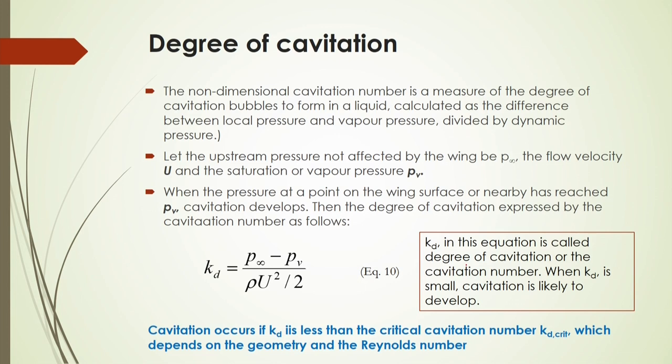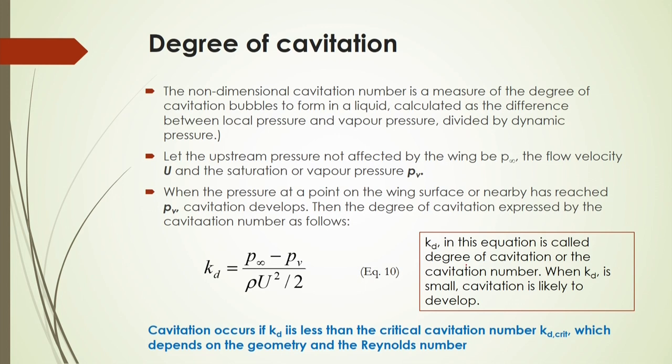Now, how to calculate this degree of cavitation, when that cavitation will occur, and what will be the condition beyond which we should not suggest designing the equipment. The non-dimensional cavitation number is sometimes used to measure the degree of cavitation formed in a liquid. That will be calculated as the difference between the local pressure and the vapor pressure, divided by the dynamic pressure. Now, let the upstream pressure not affected by the wing be P infinity, the flow velocity be U, and the saturation or vapor pressure of the liquid be PV.